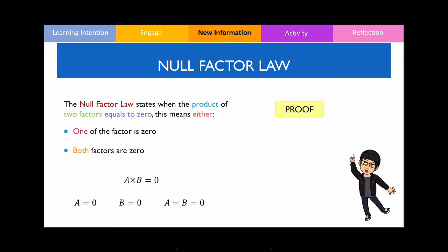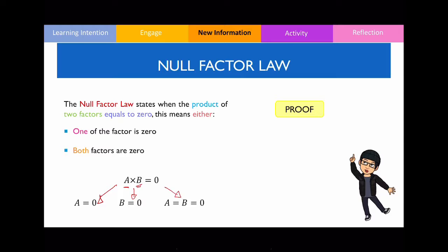I can represent this mathematically. So say that this is my first term here, which is A, and my second term represented by B. If you multiply these two and the product is equal to 0, the implication is that either A is equal to 0, or B is equal to 0, or alternatively, both A as well as B are equal to 0.